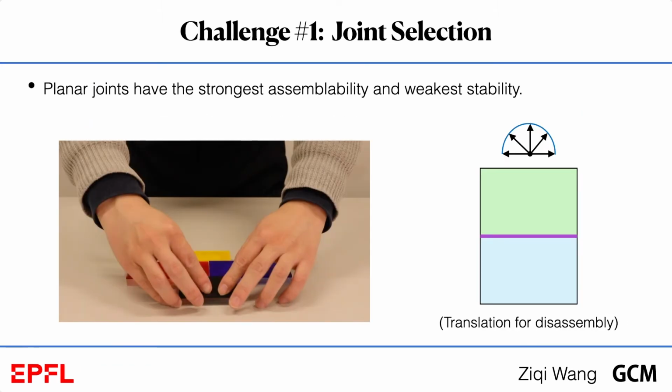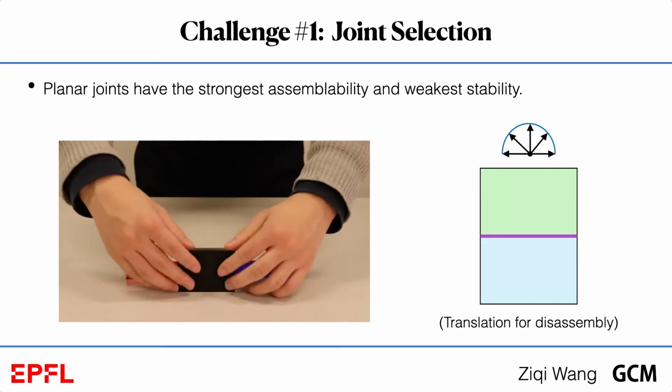Several challenges need to be addressed in this project. First, how to select the appropriate joint for each contact. The joint stability is measured by how strictly it immobilizes the relative movement of the two associated parts. The joint assemblability is measured by all collision-free translation motions that separate the two associated parts. We focus on the translational assembly and disassembly motion since it is commonly used and easy to execute.